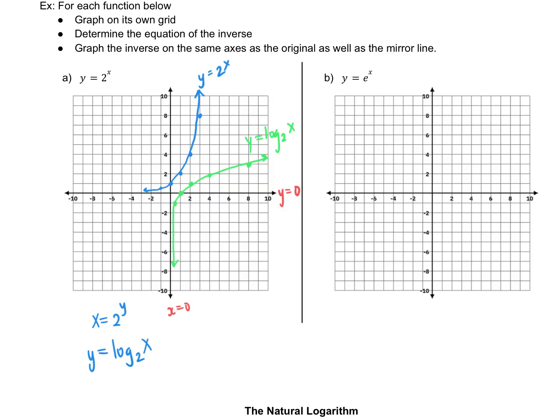So e, remember, is 2.7 something. So e to the power of 0 is going to be 1. E to the power of 1 is 2.7 something. So I'll just estimate it here. And you know what? I'm just going to use those 2 points. That'll be enough to get the job done.